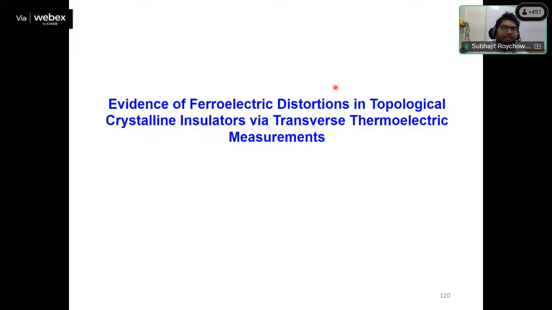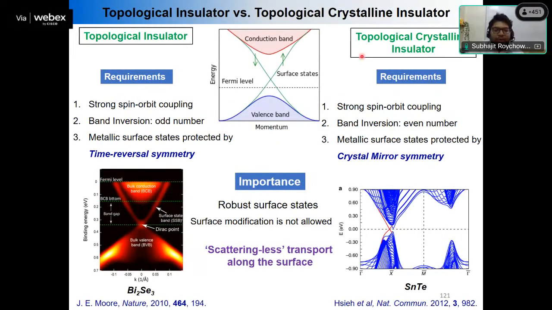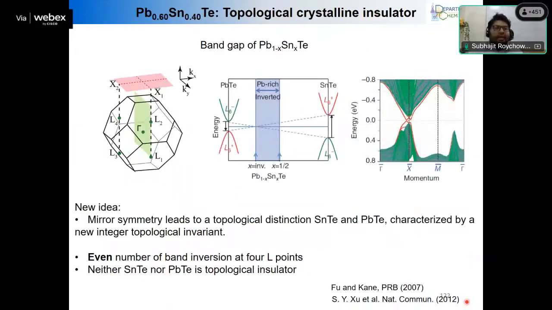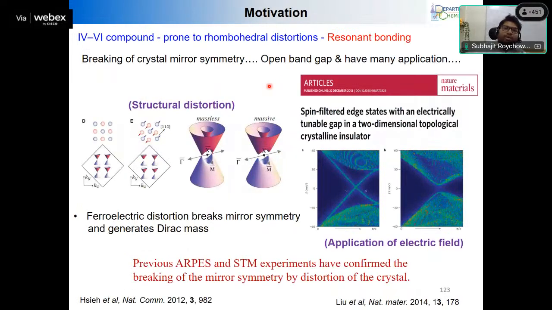Now, very quickly, in 5 minutes, I'll show another application of transverse thermoelectric measurement. As I have already shown this slide, again I'll focus on the PbSnTe material. Now, our goal is different. This is a rock salt structure, so it would need 6 bonds to make the octahedral bonding, so you need 12 electrons. But in this material, you have 6 electrons. So this material is prone to rhombohedral distortion, which will open up the band gap.